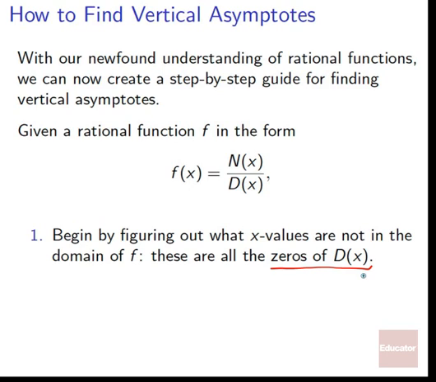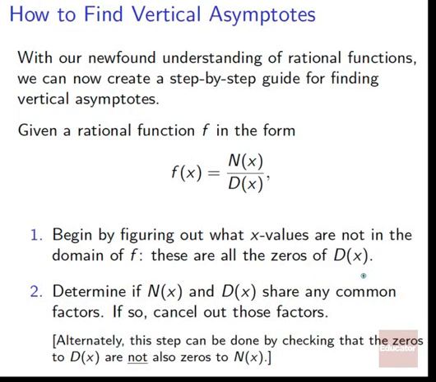Since dividing by 0 is not allowed, our domain is everything where we won't divide by 0. So the zeros of d of x are not in our domain. Next, we want to determine if n of x and d of x share any common factors. To do this, you might have to factor the two polynomials. If they share common factors, cancel out those factors.